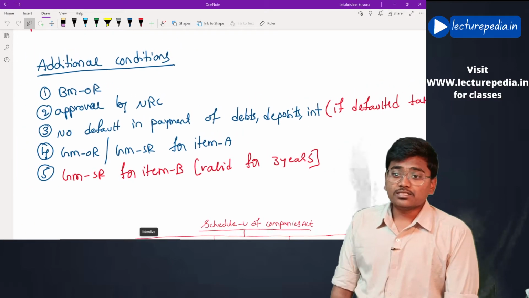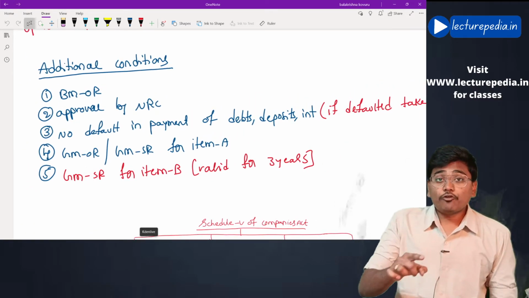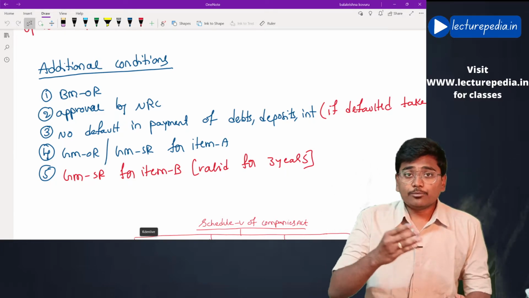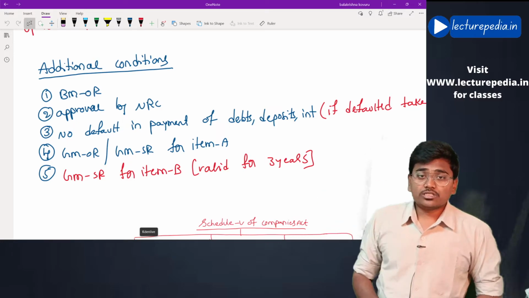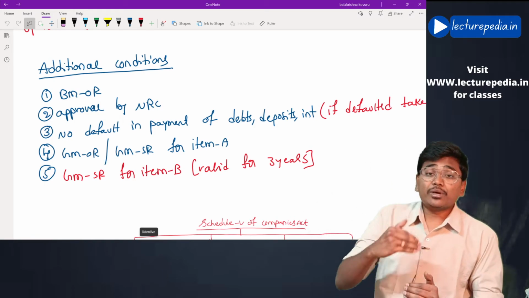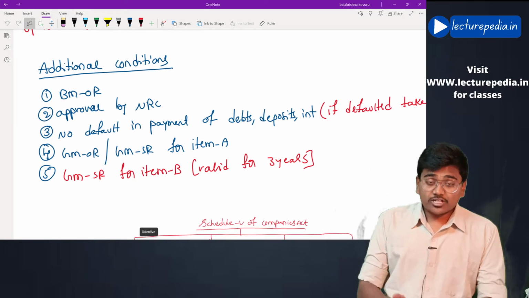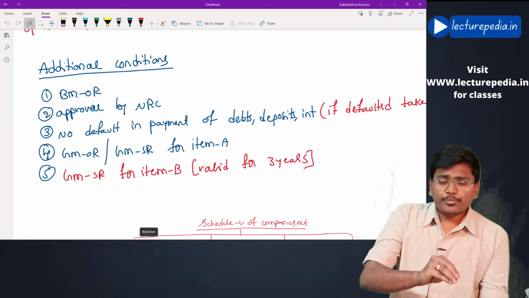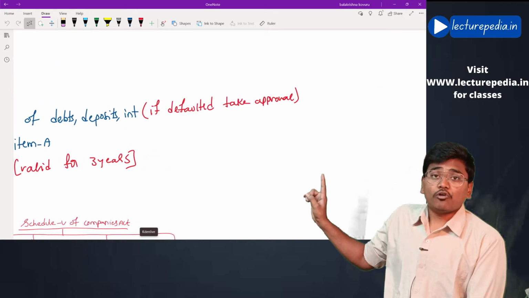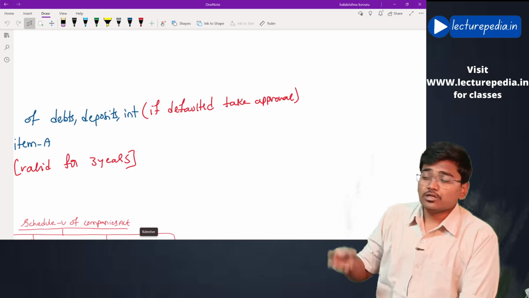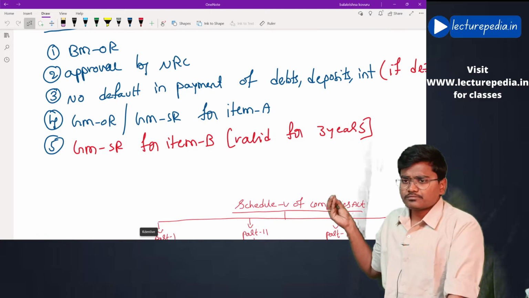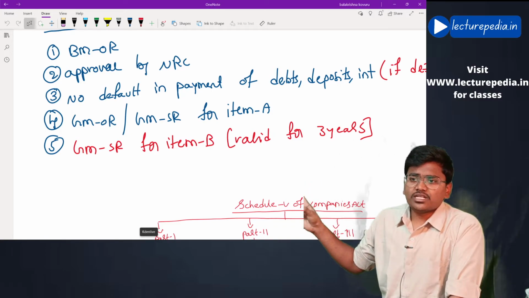And the third condition is, company must not have defaulted in repayment of its debts to the financial institutions and public financial institutions and all other creditors and deposits, and also the company should not have defaulted in repayment of the interest that has been accrued. If at all company has defaulted in payment of any of these debts, for paying the remuneration it has to take approval of such a financial institution to whom it has defaulted. Hope that is clear.